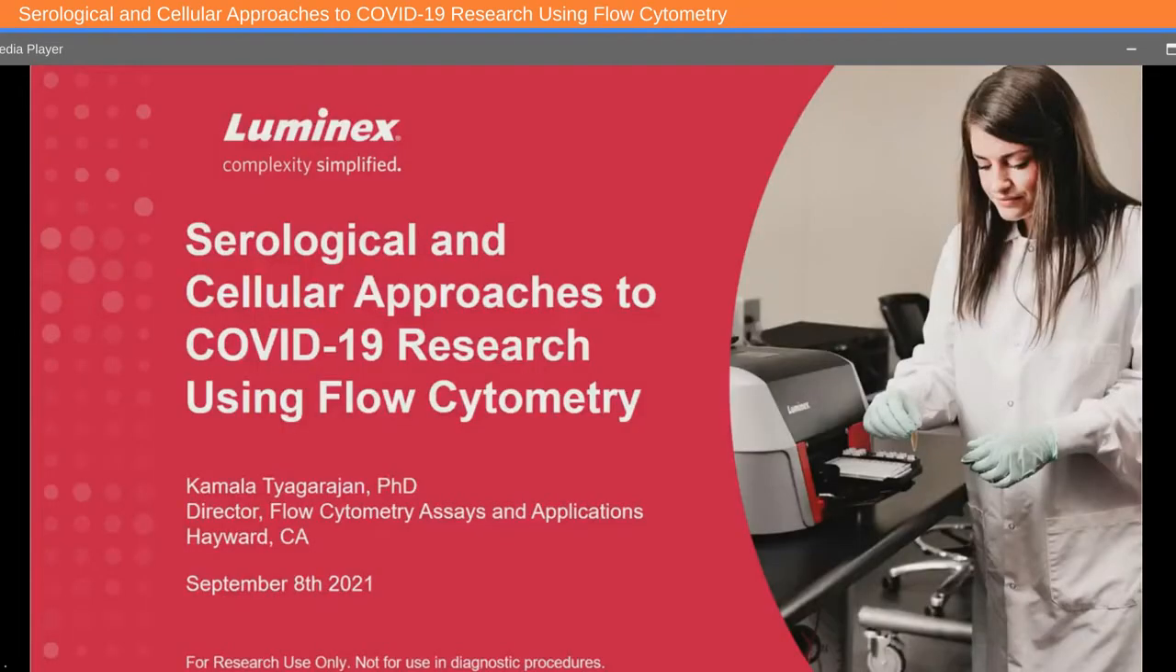Good morning, everyone. Welcome to today's presentation on serological and cellular approaches to COVID-19 research using flow cytometry. My name is Kamala Tyagarajan, and I'm Director of Flow Cytometry Assays and Applications at Luminex Corporation. During this presentation, I would like to discuss methods in COVID-19 research, especially with regards to SARS-CoV-2 serology and cellular assays enabled by flow cytometry.